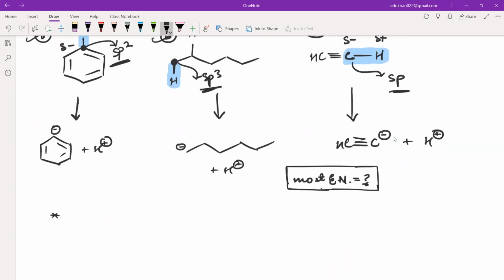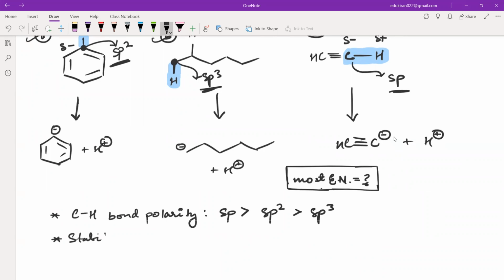And so you will write 2 points. Number 1, bond polarity, especially the CH bond polarity. CH bond polarity: sp is highest, followed by sp2, then followed by sp3. Okay. Next is the stability.